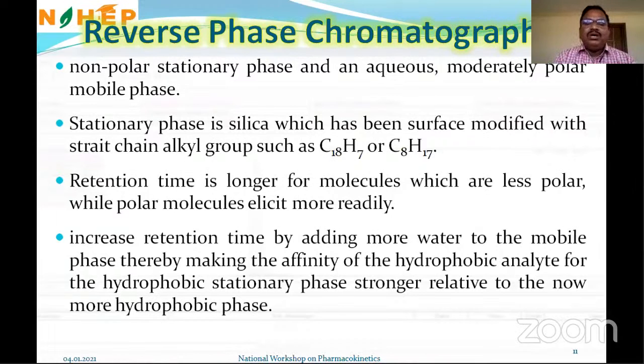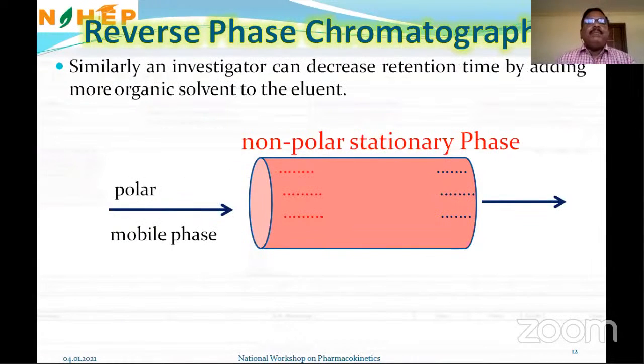Suppose you reduce the polarity of the mobile phase towards non-polar, then the retention time of the non-polar substances is reduced. So depending on that, we can adjust the polarity of the mobile phase, thereby separating the different components present in the sample. So this is reverse phase chromatography.